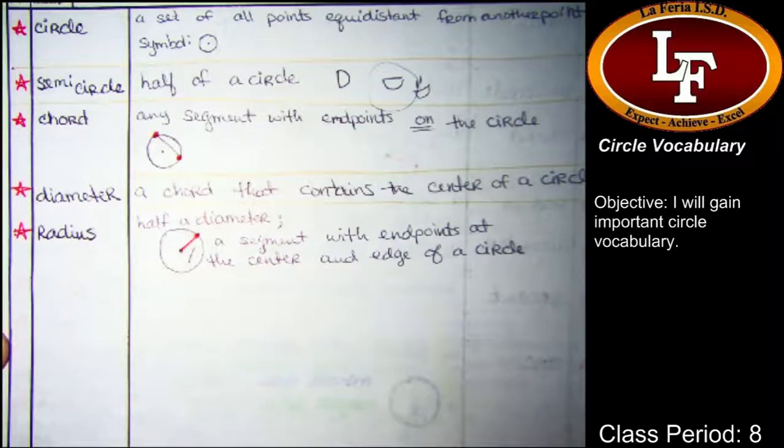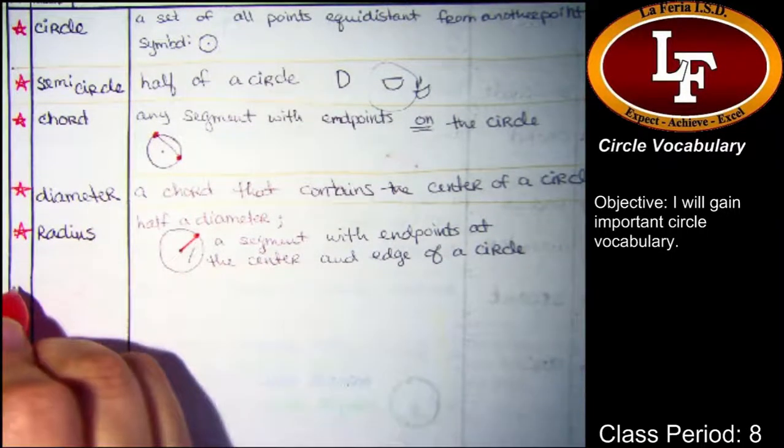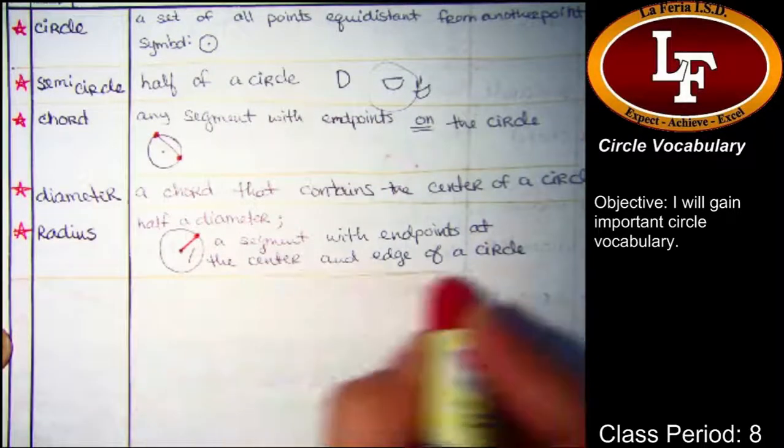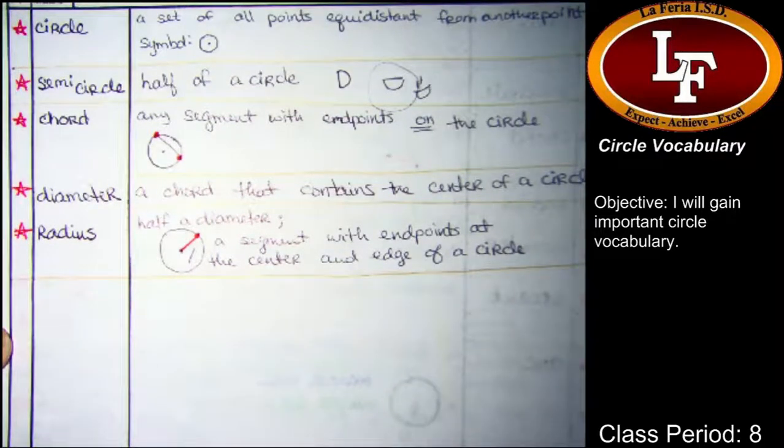So the question I have for you is this. Can a radius be a chord? No. Why not? Because it doesn't go from edge to edge of the circle. It needs to go from one end to the other end. It has to go from edge of the circle to edge of the circle, and a radius does not. Very nice.